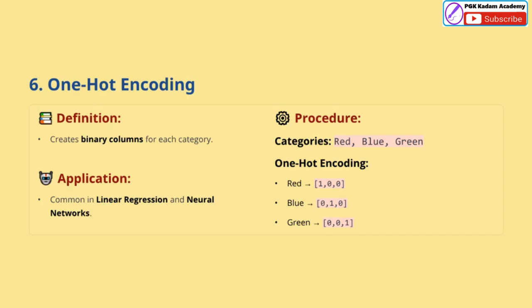One-hot encoding is commonly used in linear regression and neural network models, as these models require numerical inputs. By converting categorical variables to binary columns, we can effectively incorporate them into these types of models.